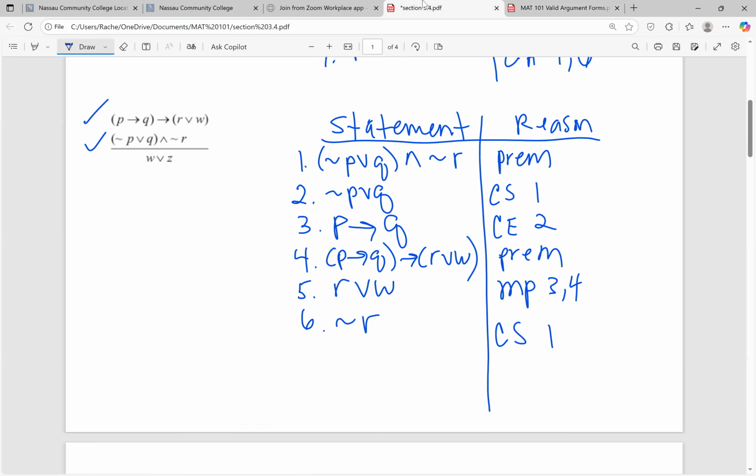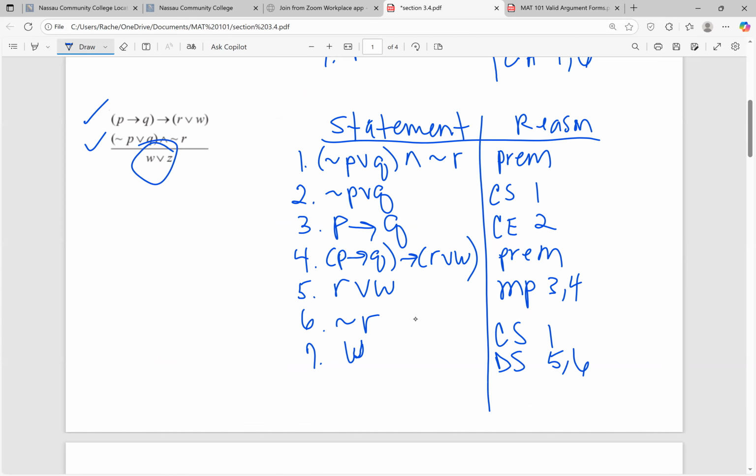So here I have R or W and not R. So then W is going to be my next statement, which is going to be true, right? So that's the disjunctive syllogism on statements 5 and 6. And I'm halfway to this conclusion, right?